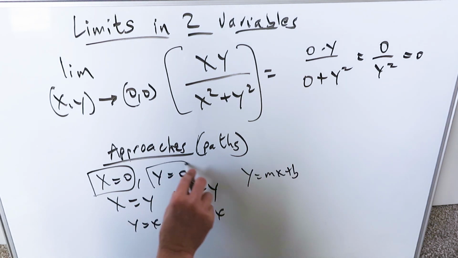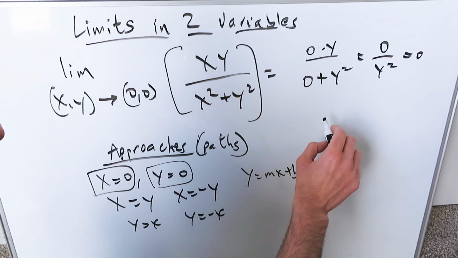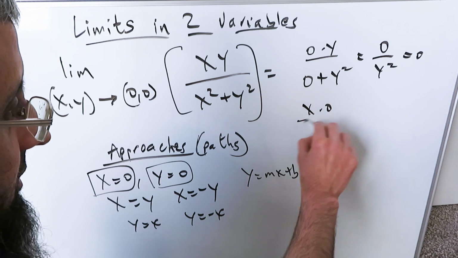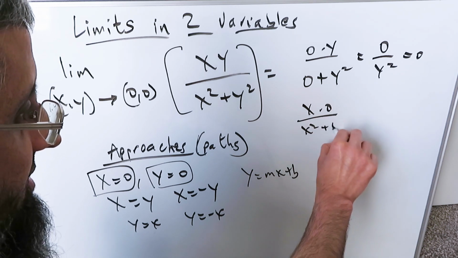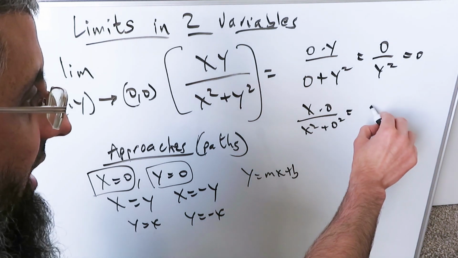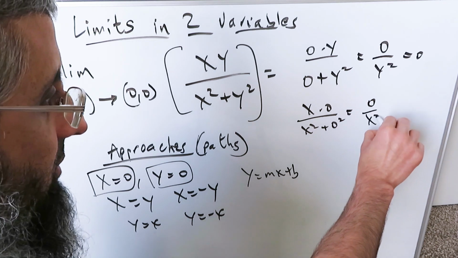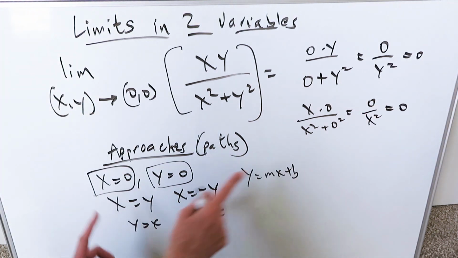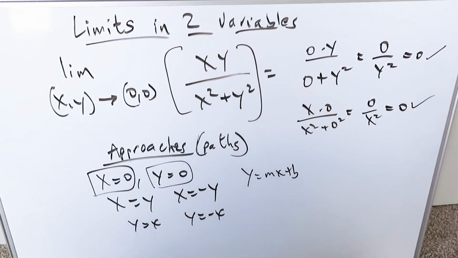What about when y is equal to 0? You can start plugging in y equals 0. I'll have x times 0 divided by x square plus 0 square. When I do this, I'll have 0 over x square, and I'm getting 0. In these two approaches, I'm getting the same outputs, which is looking good.